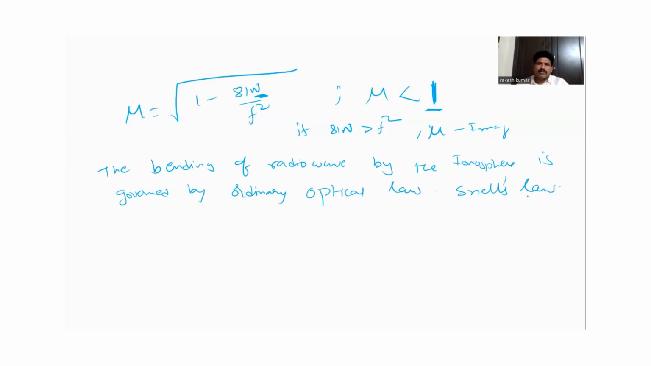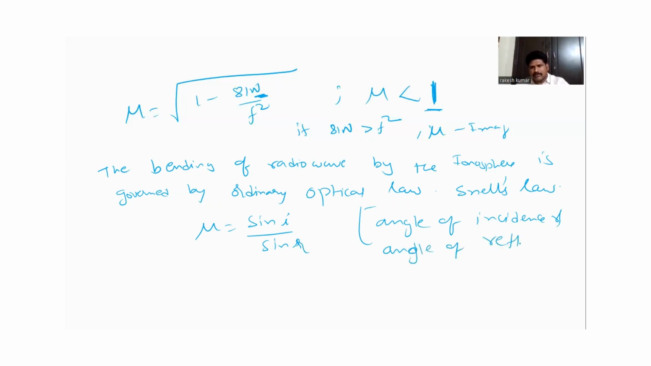Snell's law. What is Snell's law? Snell's law gives mu equal to sin i by sin r. It gives the relationship between the angle of incidence and the angle of refraction.